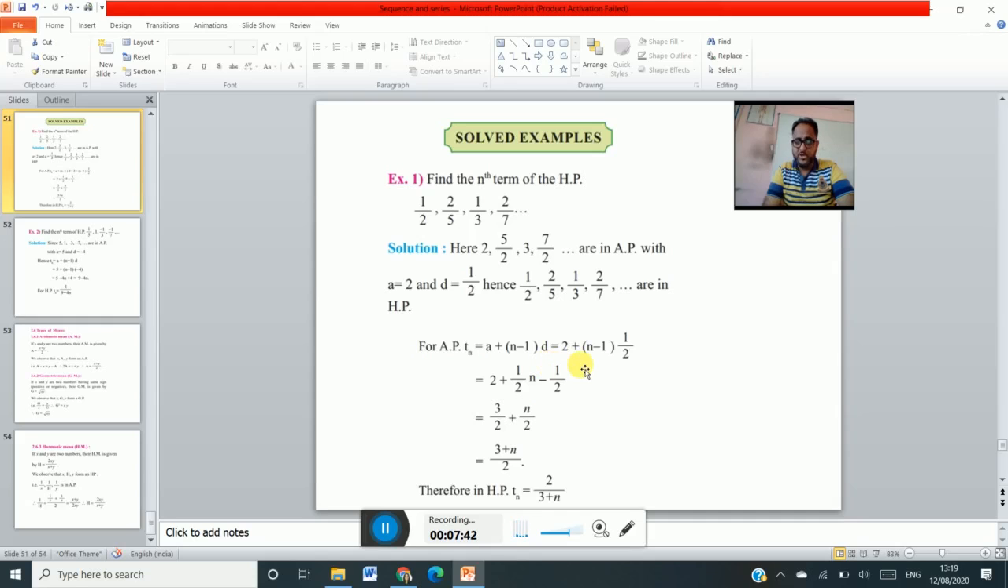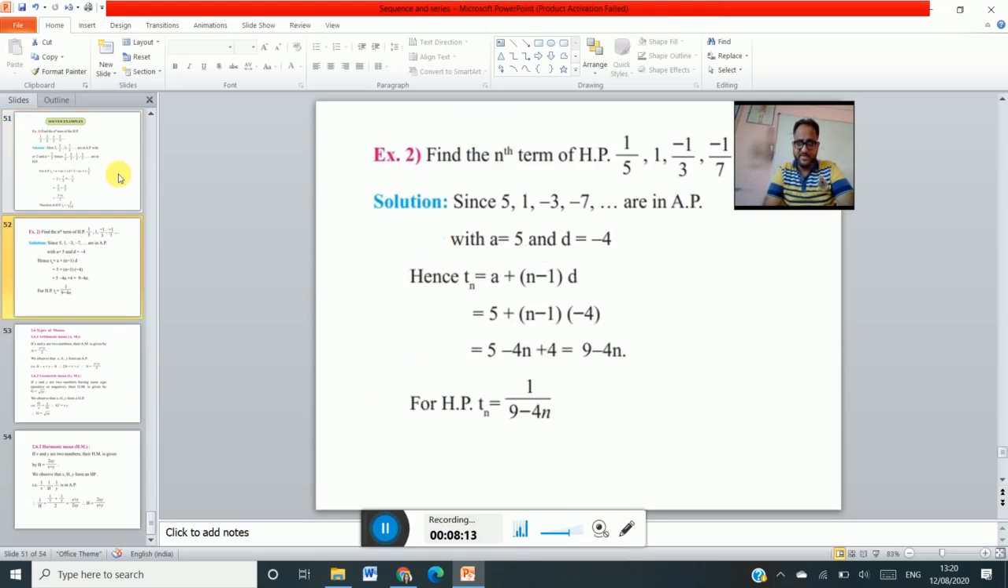So Tn, once we have found a and d, is (2n minus 1) into 1/2. From this formula we get Tn as (3 plus n) by 2. Therefore, what will Tn be in the HP? Its reciprocal, because this is the Tn of the AP. For an AP this should be the Tn. Now for an HP it is the reciprocal, so it is 2 upon 3 plus n. This should be the nth term in the HP, right?